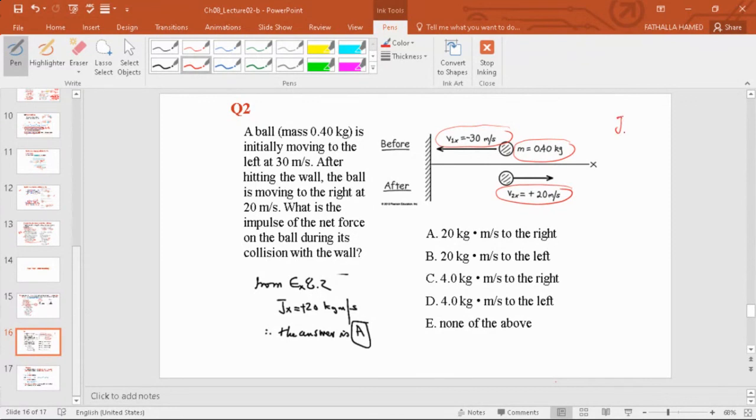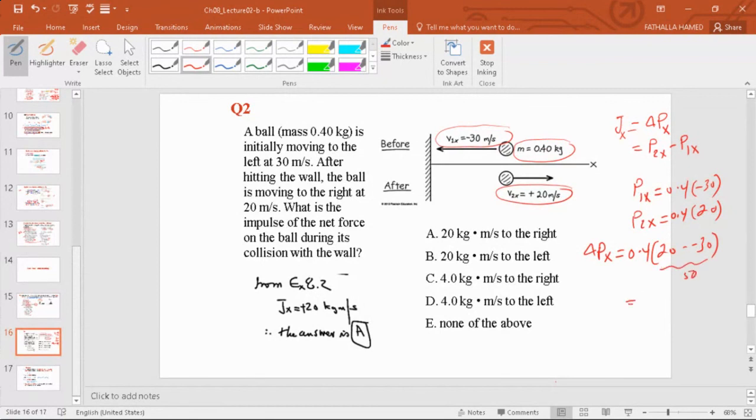We talked about the impulse. That's one-dimensional motion here. So the Jx should equal delta Px. That means it's P2x minus P1x. Your P1x here should equal the mass, which is 0.4 times minus 30. And the P2x here should equal 0.4 times 20. So your delta Px here should equal 0.4 times 20, because you're taking 2 minus 1, minus minus 30, and this will give you 50 here, and that will give you 20 kilogram meters per second. So your impulse here is a positive value, so it is basically 20 kilogram meter per second to the right.